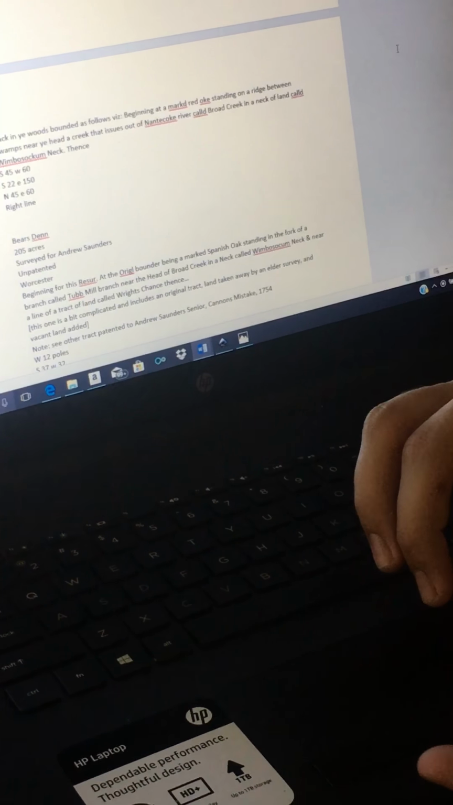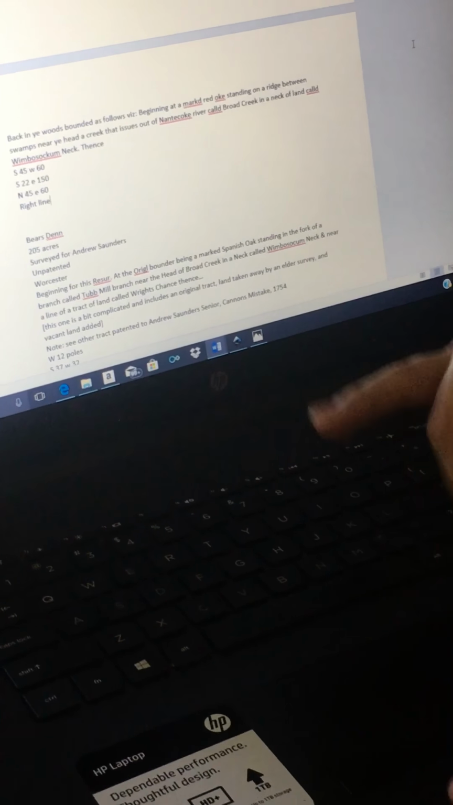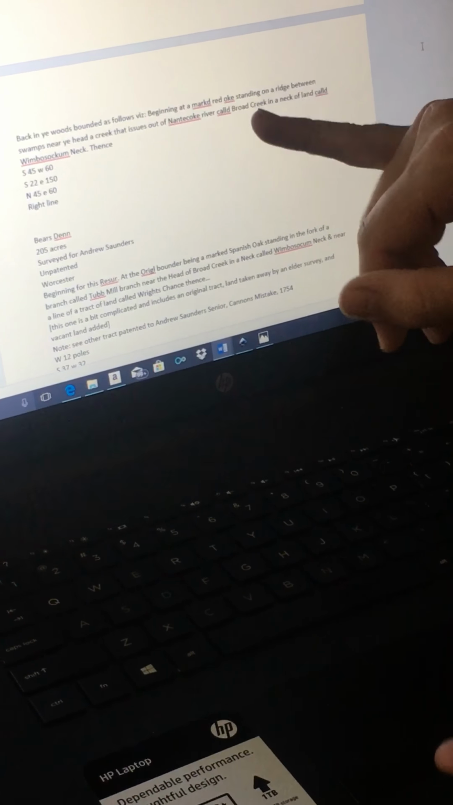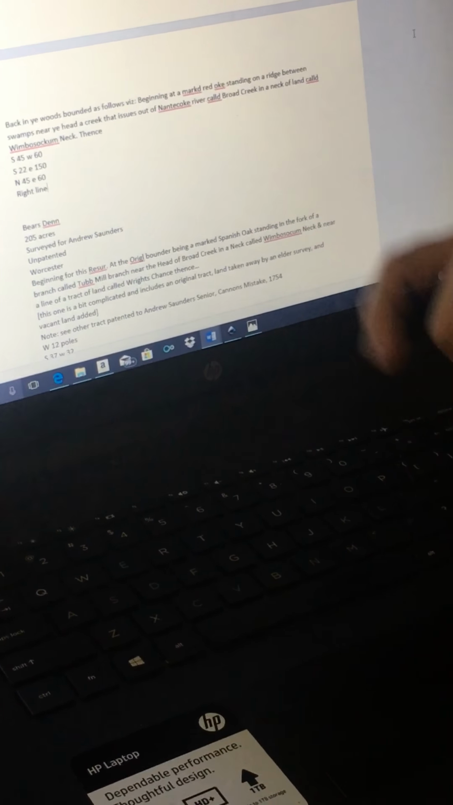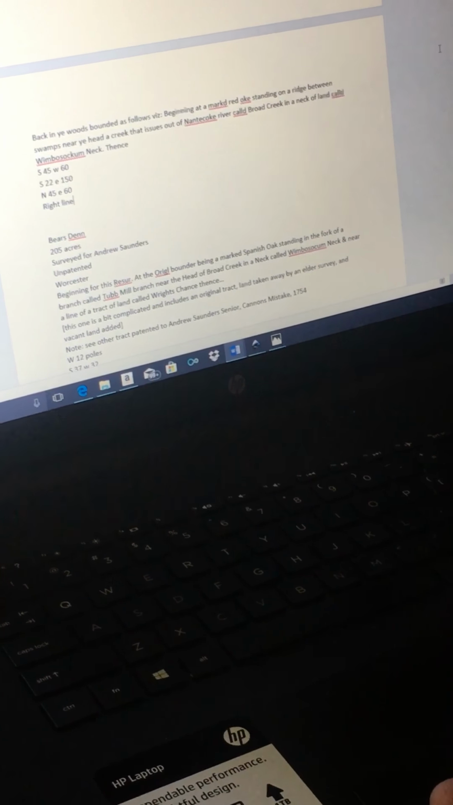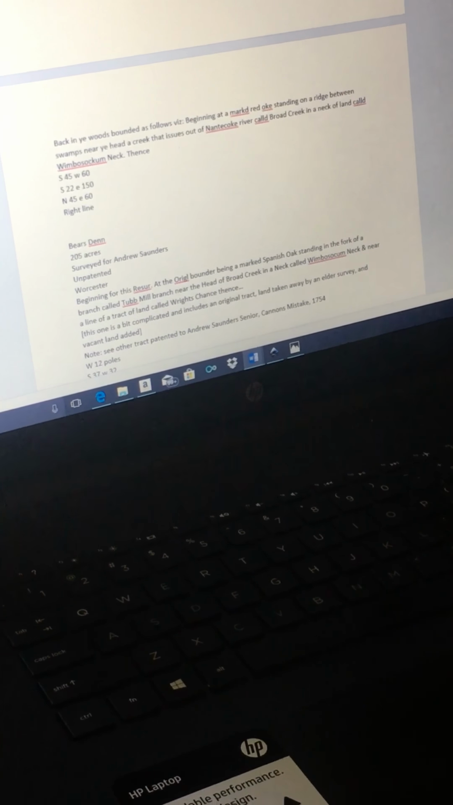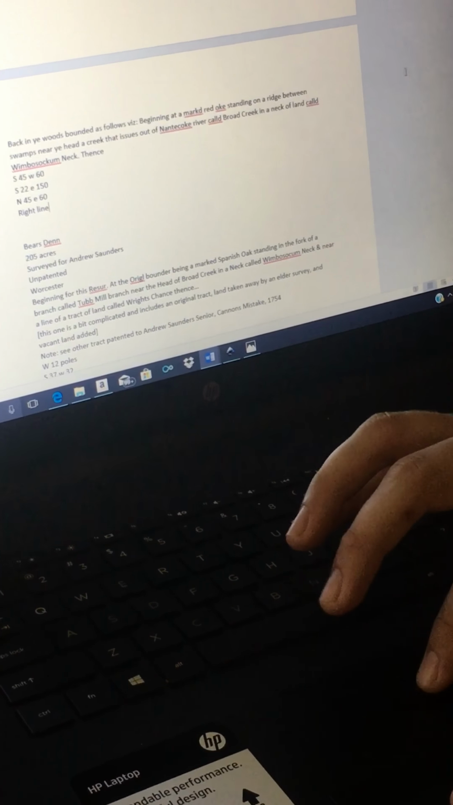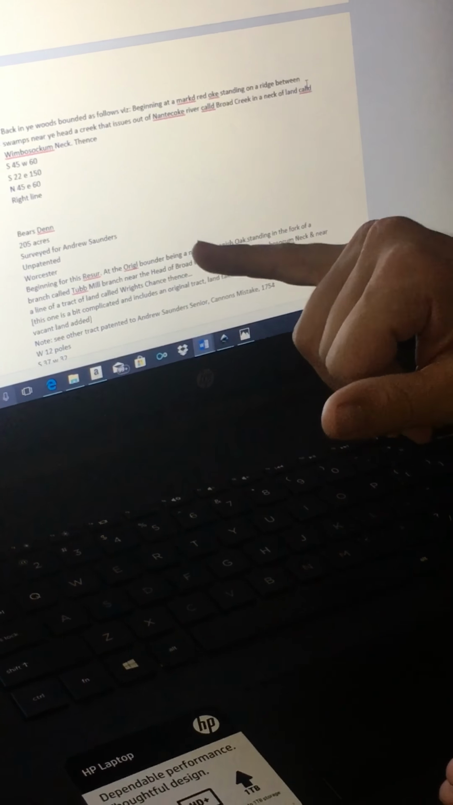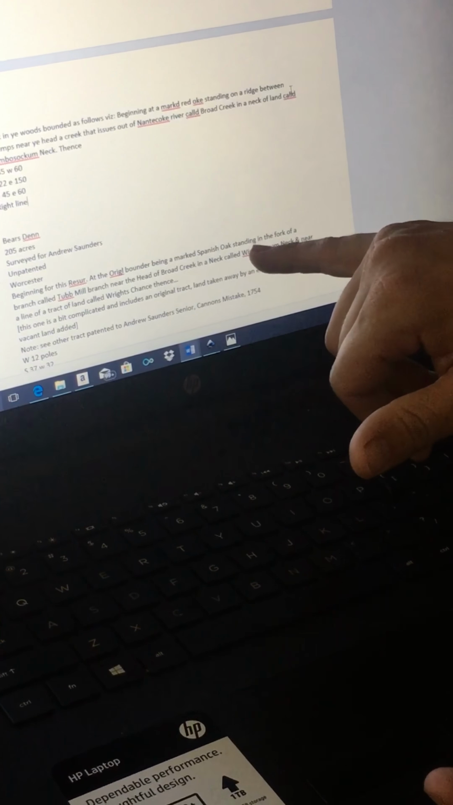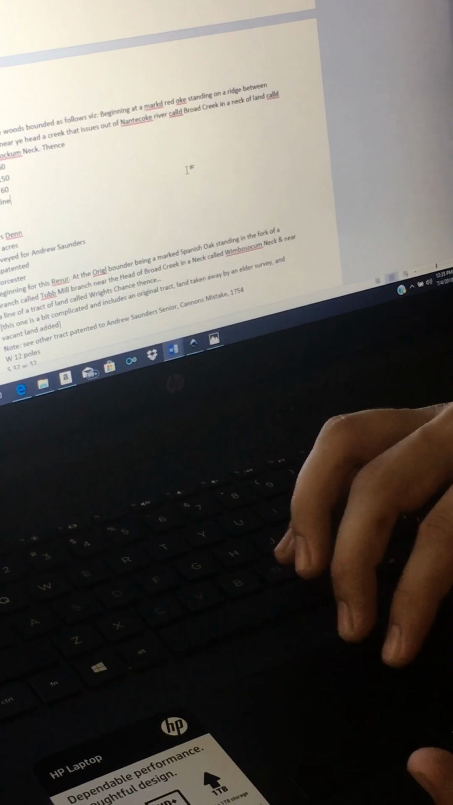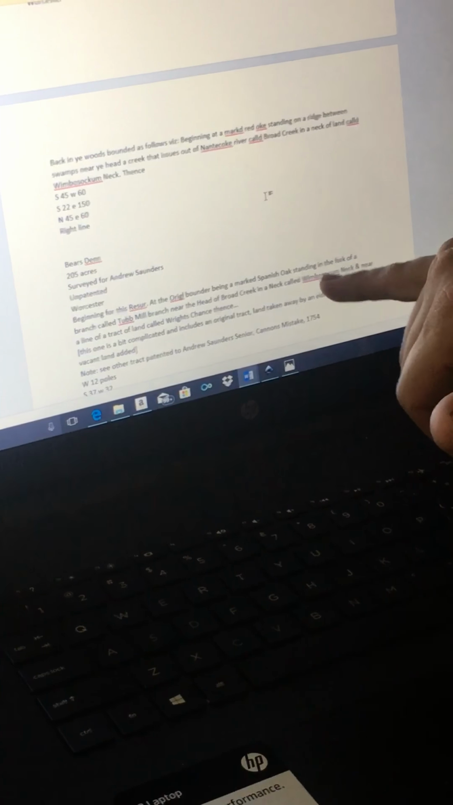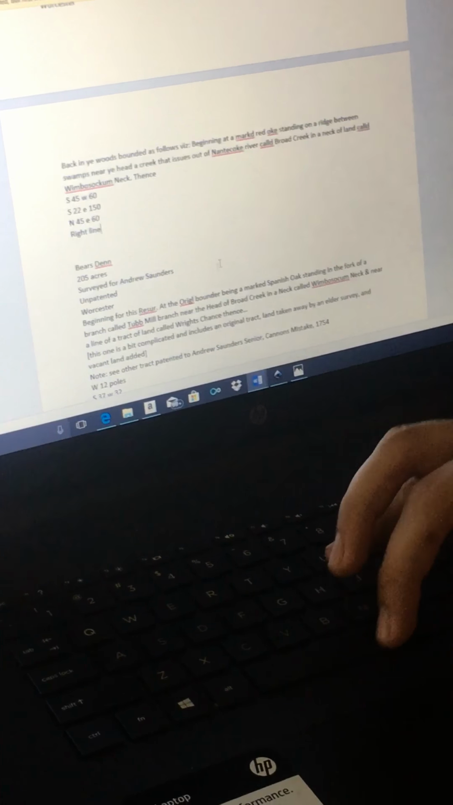So for example our starting point, and this right here could be problematic because I'm already noticing for the original bear den it says the beginning is a marked red oak standing on a ridge between swamps near the head of a creek that issues out of Nanticoke River called Broad Creek and a neck of land called Wimbasockum. But then for the resurveyed bear den, the starting point is a Spanish oak. I don't know if that's the same oak, but then that says it's standing in the fork of a branch.